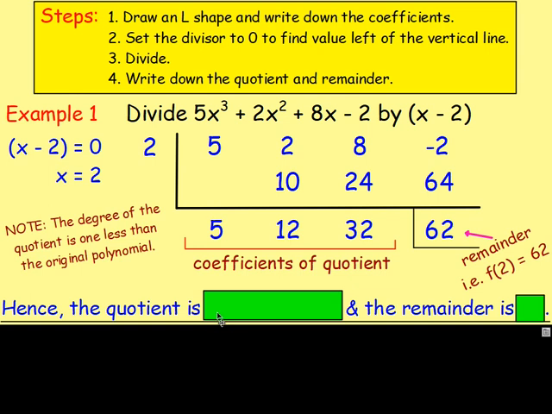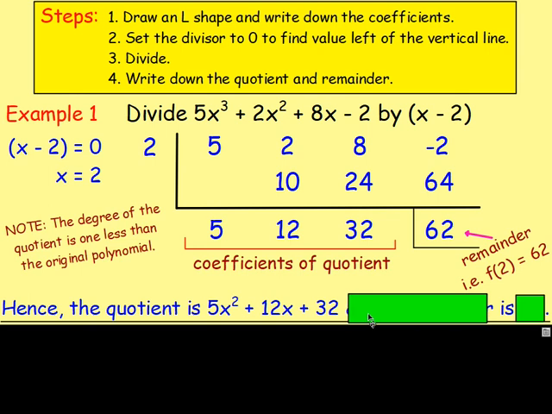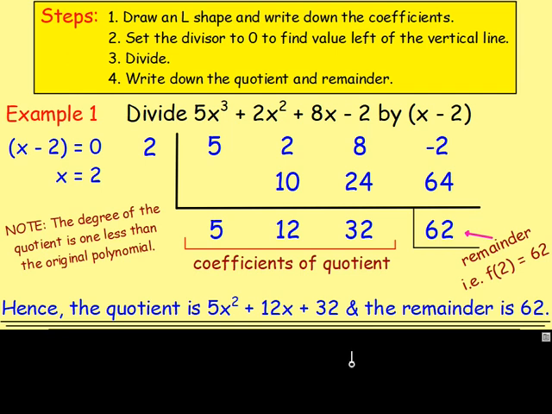So you can say then that the quotient is 5x squared. If that's an x squared, then that'll be an x, so it's plus 12x. And then that 32 is just going to be your constant, so it's plus 32. And the remainder is just the number that you get out on the end. So the remainder will be 62. That is the answer for that one. That is us dividing. We have the quotient and the remainder.